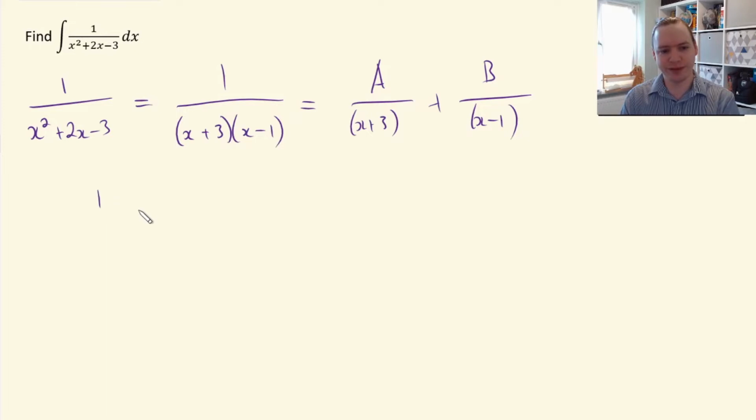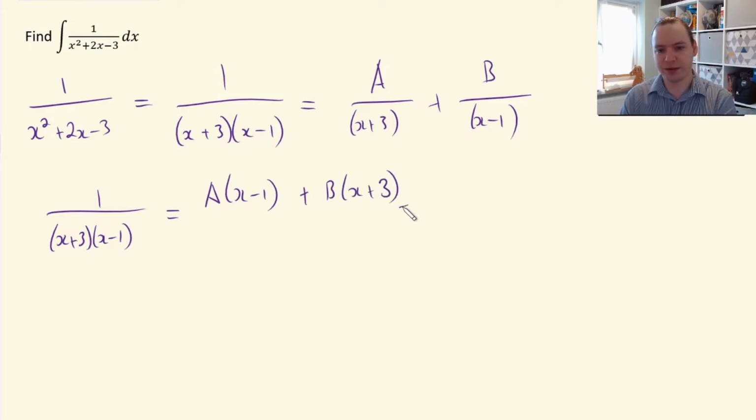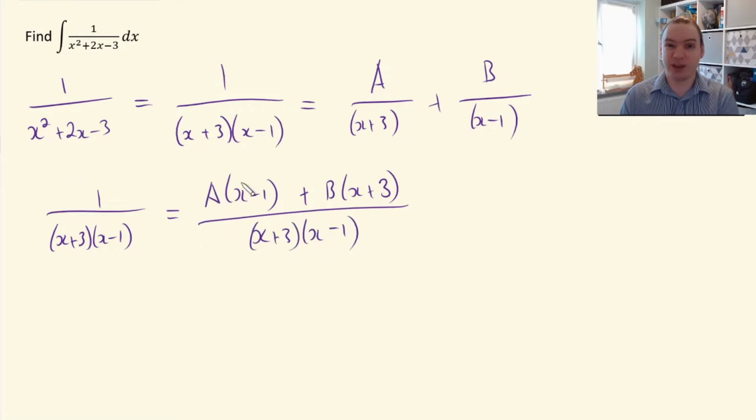So what this means is 1 over x plus 3 times by x minus 1 is equal to a lots of x minus 1 plus b lots of x plus 3 over our x plus 3 times by x minus 1 denominator. And we can therefore equate the numerators. And there are a few different techniques. We can expand and compare coefficients. In this case, it looks like it's definitely going to be simpler just to choose an x value which zeros everything.